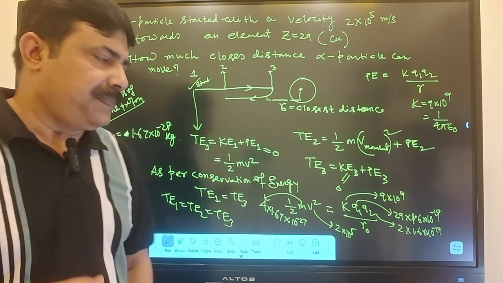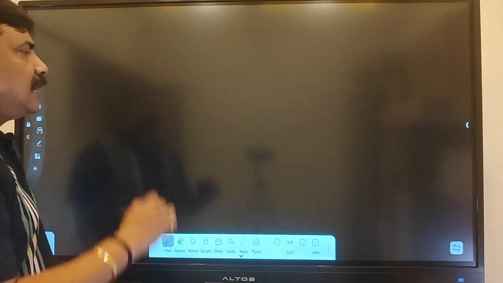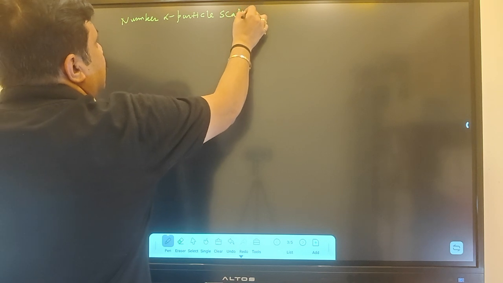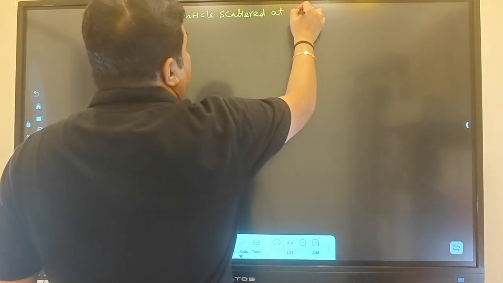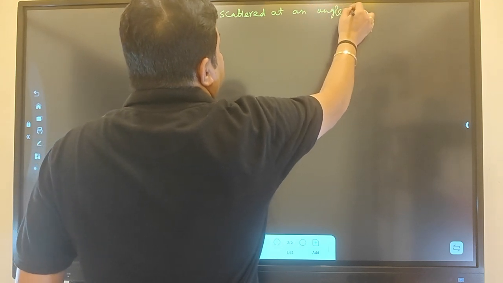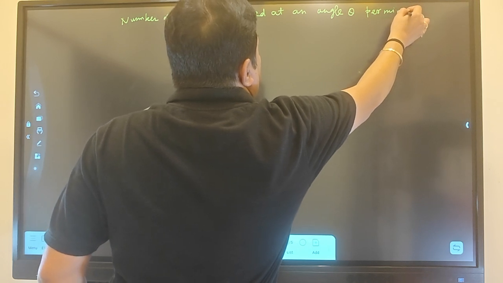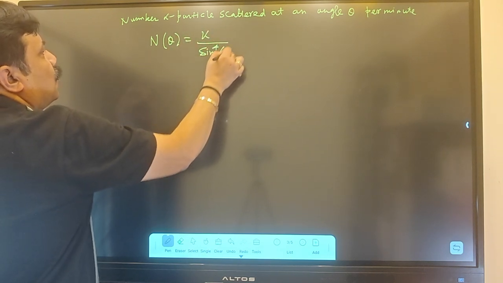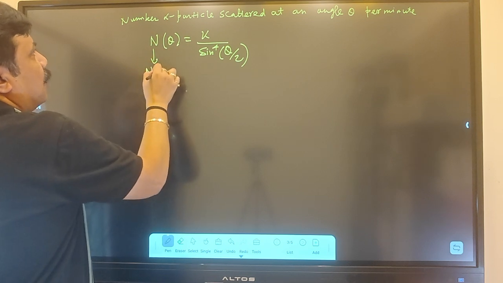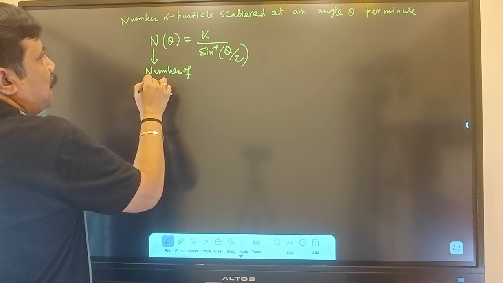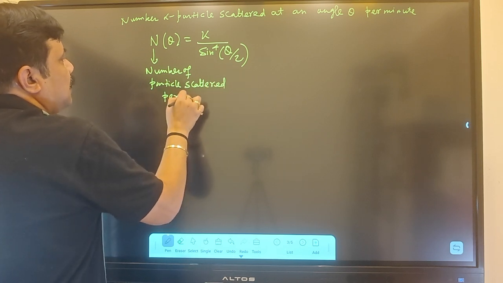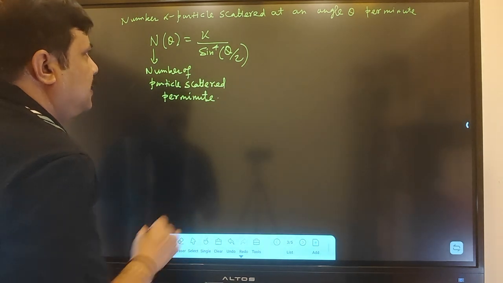Is it clear? Okay. Then if you look at the next important model, the number of alpha particles scattered at an angle of theta per minute is expressed by this formula, which is N theta equals some constant K sine to the power 4 theta by 2, where N is the number of particles scattered per minute, and K is a constant.